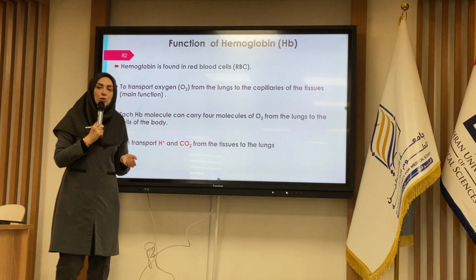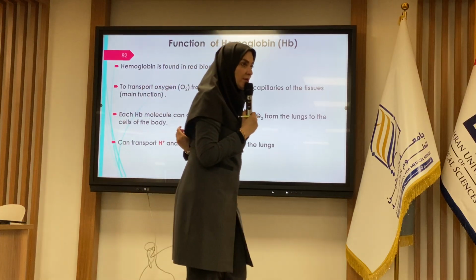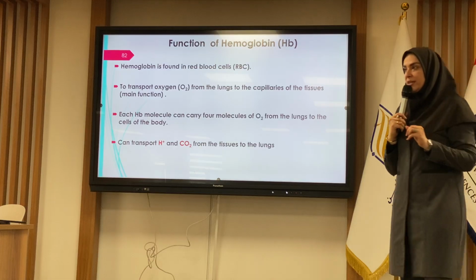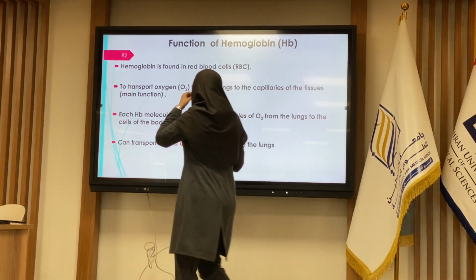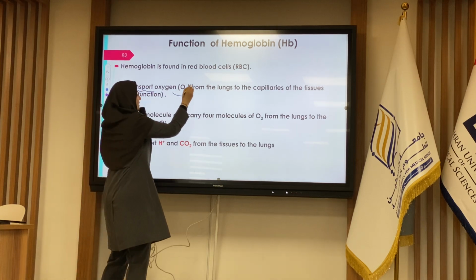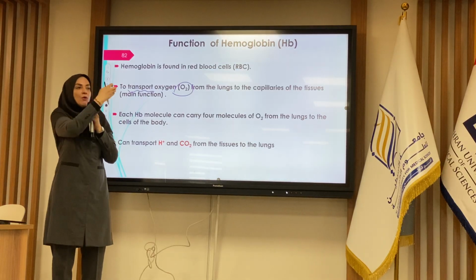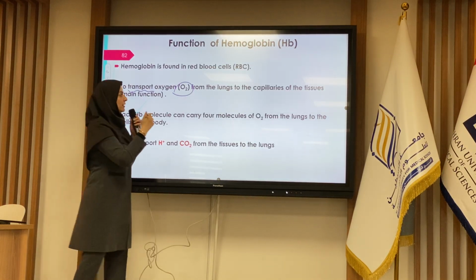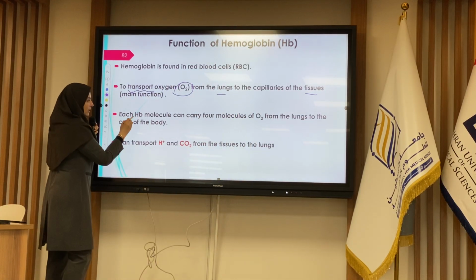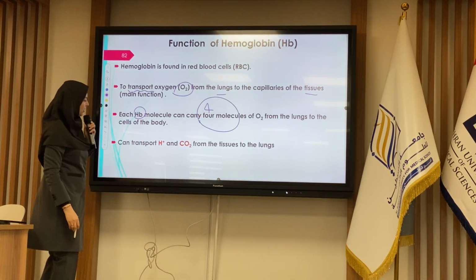Where can we find hemoglobin? In which cells of the blood? Red cells, excellent. So inside the RBC you can find hemoglobin. What is the role of hemoglobin? Transport of oxygen. After taking a deep breath, it carries oxygen from the lung to the tissues, and each hemoglobin can carry 4 molecules of oxygen.